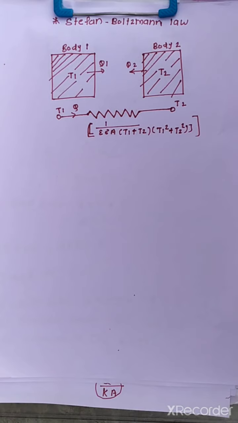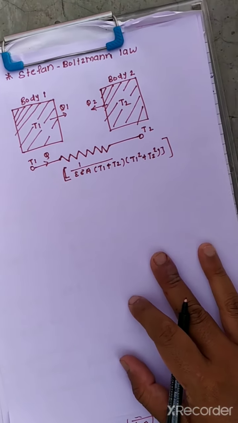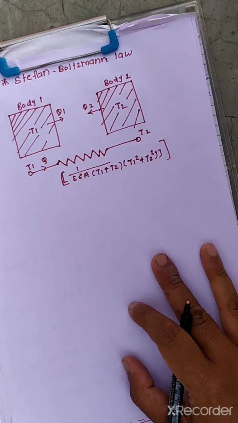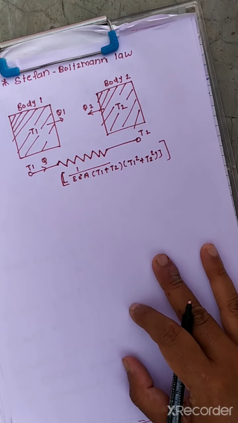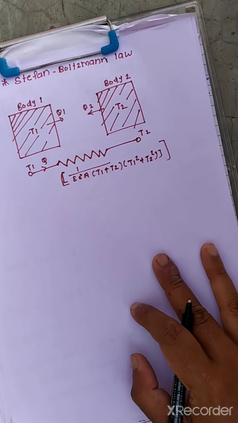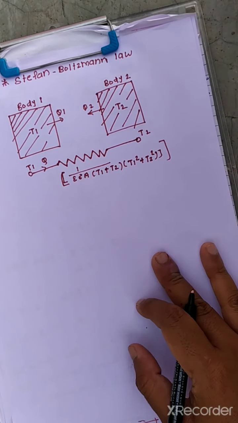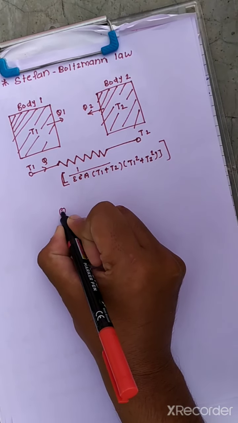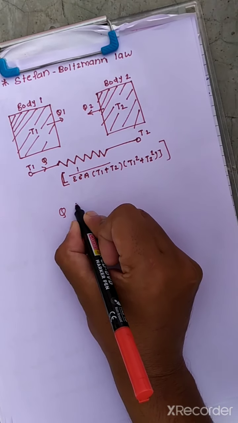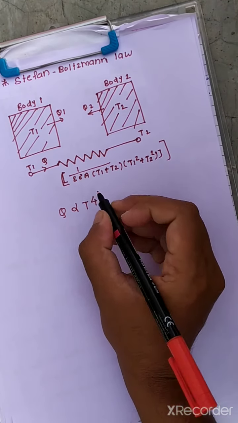Stefan-Boltzmann law. This law is related to radiation. This law states that the emissive power of a black body is directly proportional to the fourth power of its absolute temperature. Emissive power means the energy emitted by the surface per unit area per unit time, its unit is watt per meter square, and it is denoted by the capital letter Q.